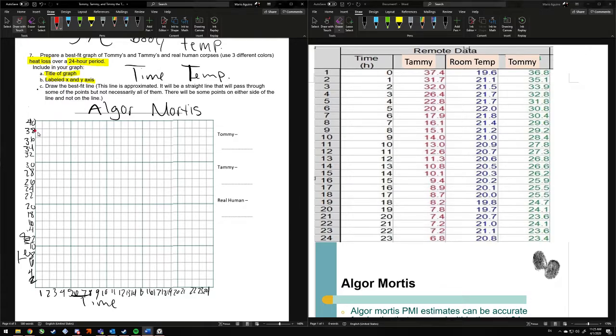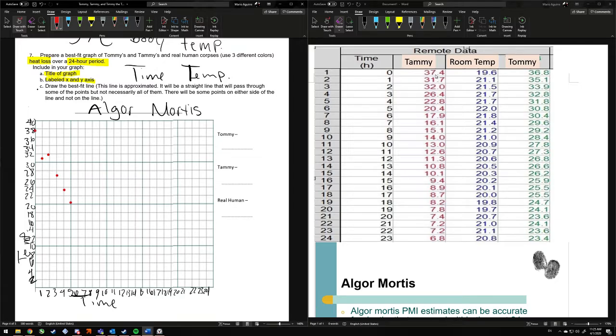So 37.4, right? And then I'm going to move on to 1, which is 31.7. So 31.7 is right here. And then the next one is 32. And then we move over to 26.4. And then 28.2, 22.8, excuse me. And then 20.4. So I'm going to put that right here. So here are the first 5 hours. I just got them all from right here. So 0, 1, 2, 3, and 4.